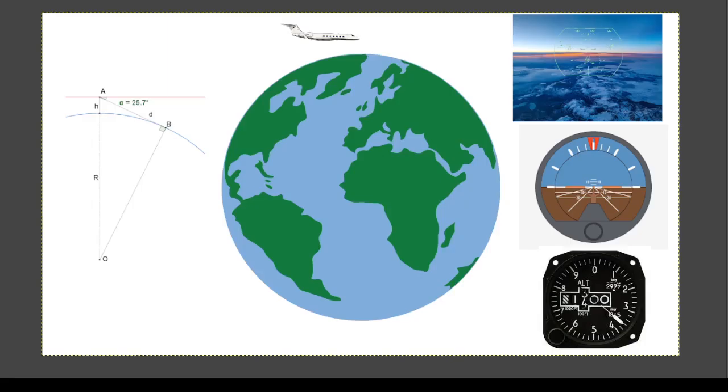Let's be really clear here what I mean by comparing the globe Earth model with reality and the observations that we see in real life and the measurements we can make in real life. Here you can see a globe Earth with an aircraft above it. Of course, it's not to scale, it's just to illustrate the point.